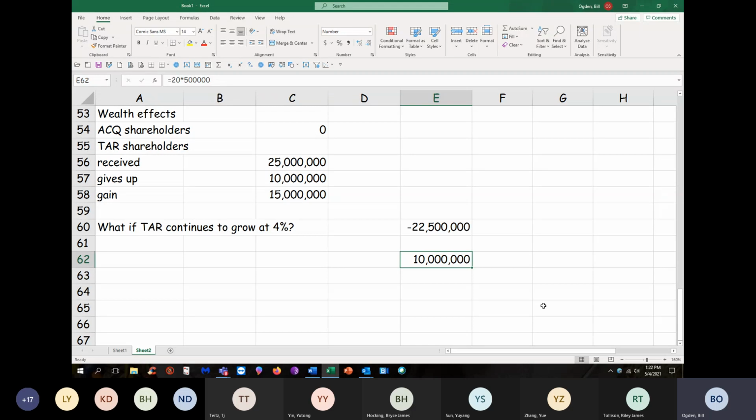Well, okay, the market doesn't know that they believe it's worth $50 a share, right? The market doesn't know that, but they believe in the long run they will be worth more than they paid. The TAR assets will be worth more than the ACQ company paid for them. So what happens if your cash goes down by 22,500 and your assets go up by 10 million? Where do you make up the difference?